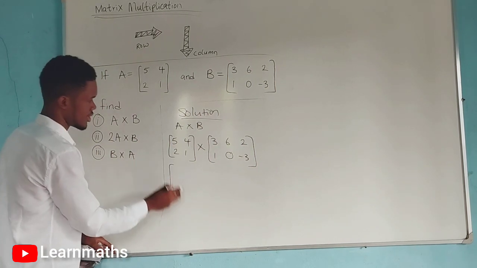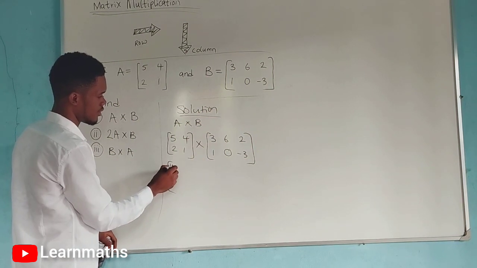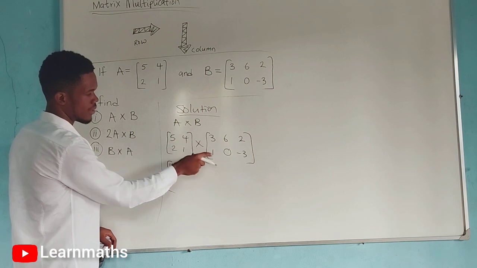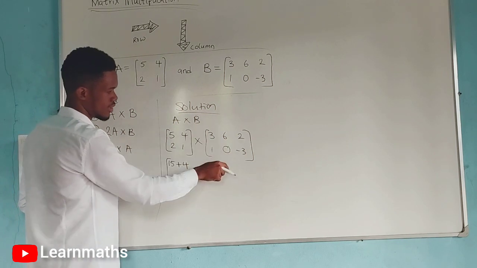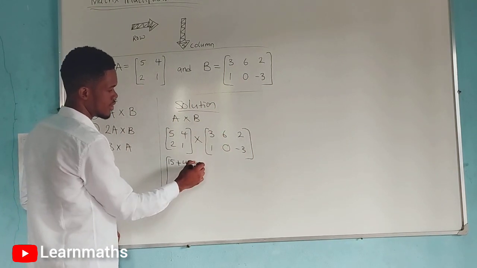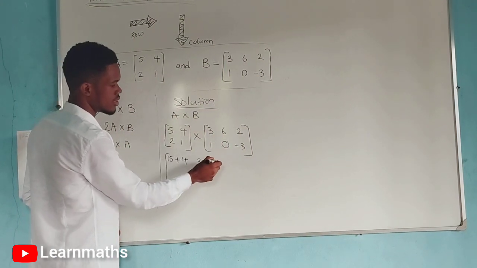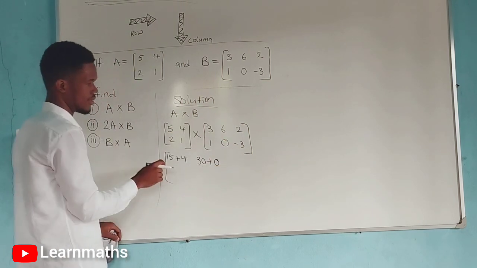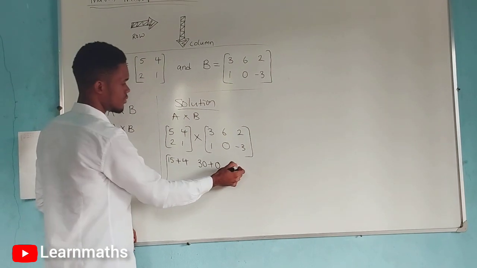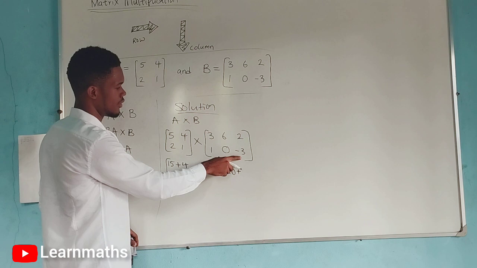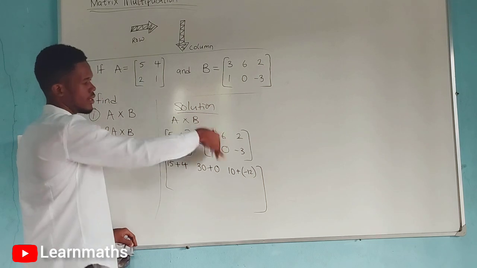Now let's take down the multiplication. We're going to have 5 times 3, which is 15, plus 4 times 1, which is 4. That's for the first multiplication. Now the second multiplication, we're going to have 5 times 6, which is 30, plus 4 times 0, which is 0. Now the third multiplication, we're going to have 5 times 2, which is 10, plus 4 times negative 3, which is negative 12. Now that's for the first row multiplying the 3 columns.